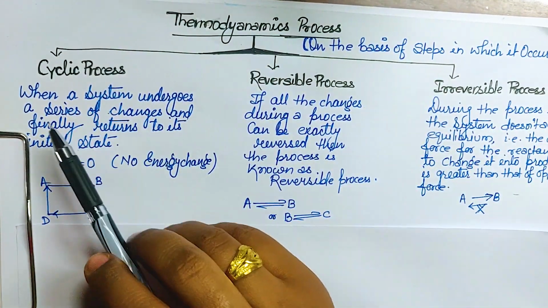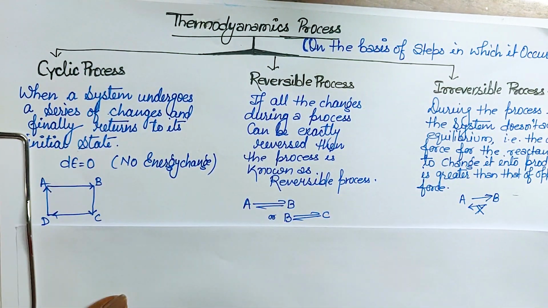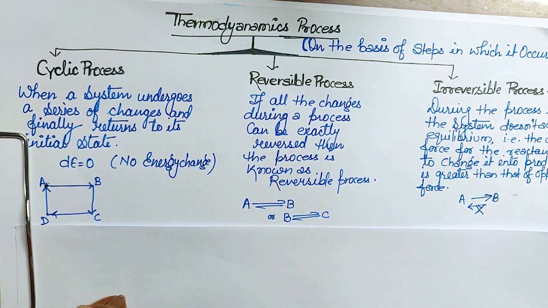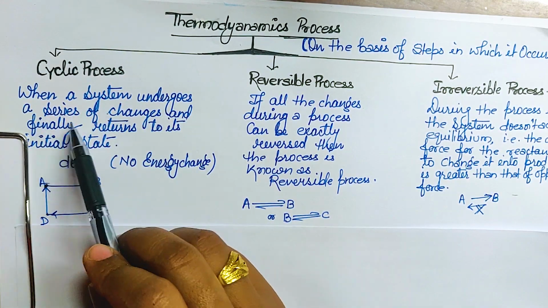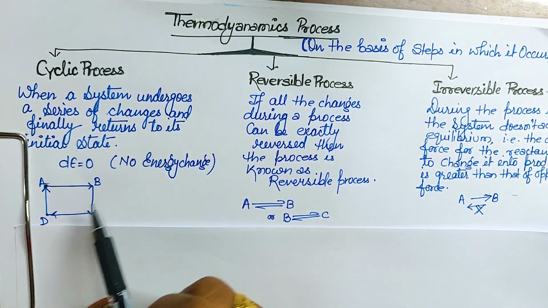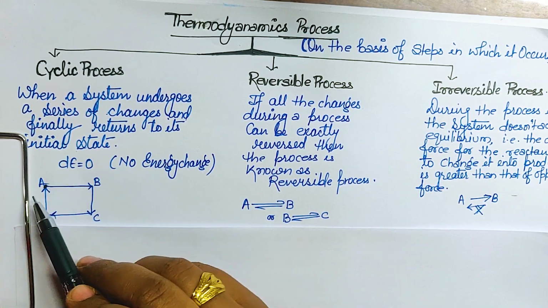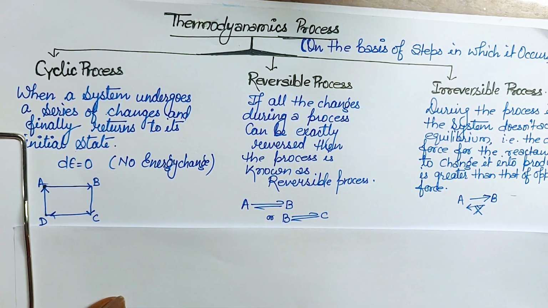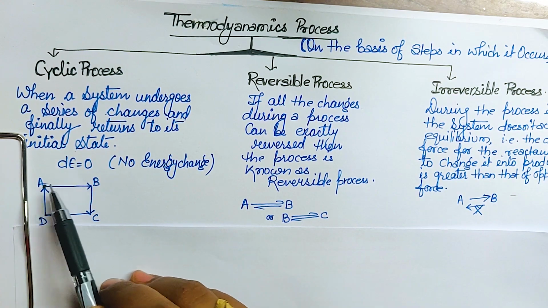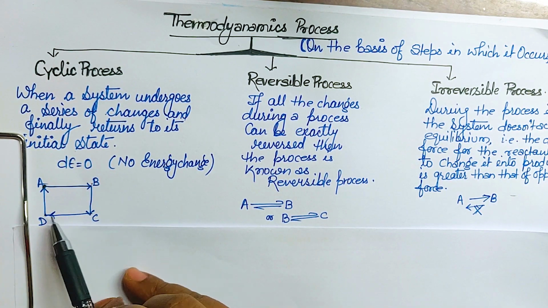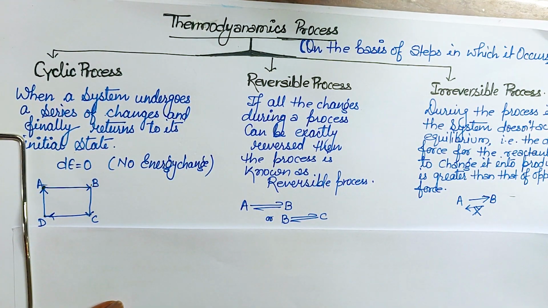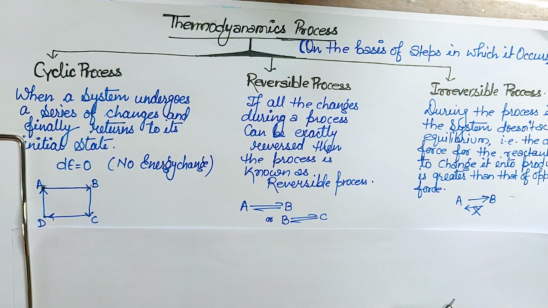So first, let me explain, this is the cyclic process. As the name suggests, from where we start, we finally reach back to this point, isn't it? So when a system undergoes a series of changes and finally returns to its initial state, the change in energy will be zero. No energy exchange over here. So A is converted to B, B converted to C, C converted to D, and lastly D is again converted to A. So we got it back. That type of process is called a cyclic process.